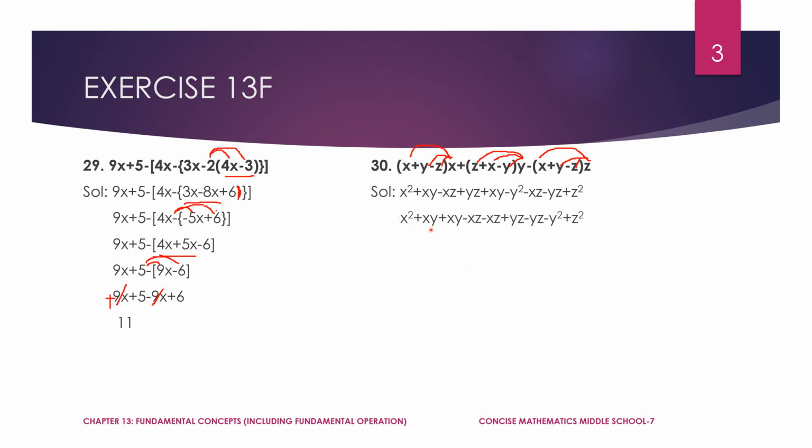Now arrange all the like terms together. X square, xy, xy, minus xz, minus xz. Here zy and zy are like terms with opposite signs, so just cancel them, right? So xy plus xy becomes 2xy, and both xz terms have a minus sign. Like terms but with a minus sign, so just put a minus sign and add. So it becomes minus 2xz. This is the answer.